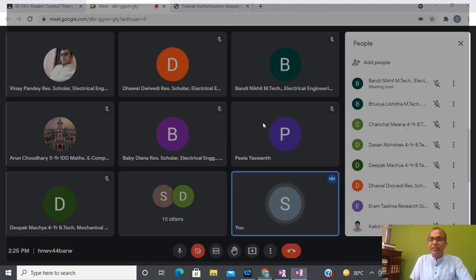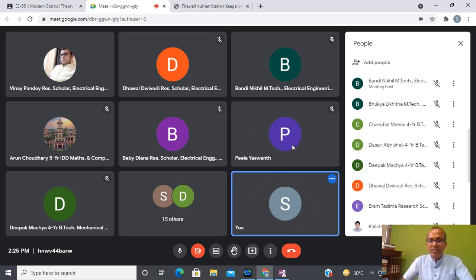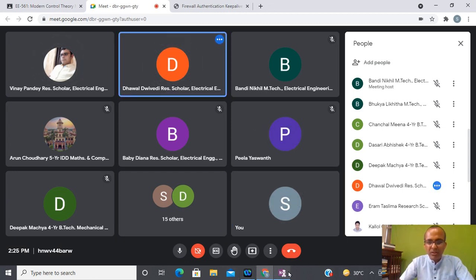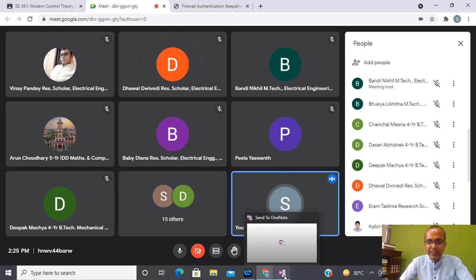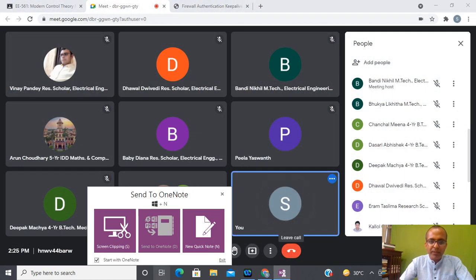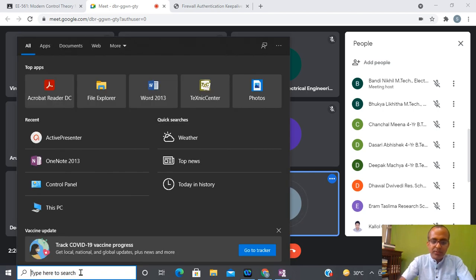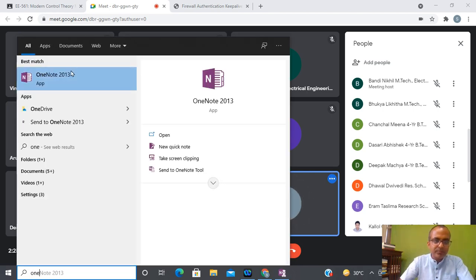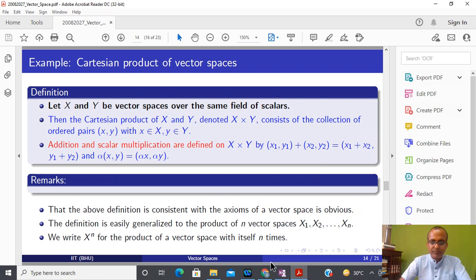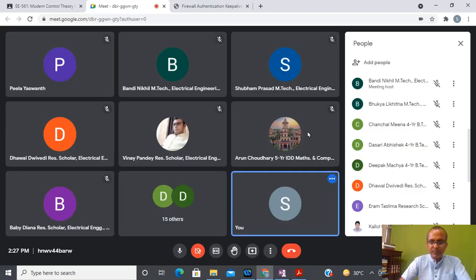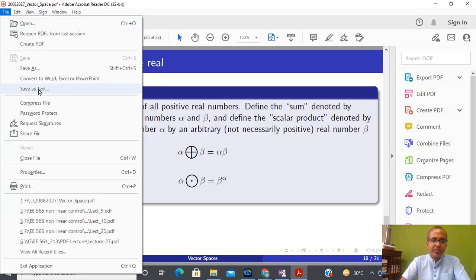Is this slide visible to everyone? No, sir, the slide has gone. Okay, some problem with ActivePresenter, or OneNote has some problem. Please just wait for 1 minute. Full screen mode.